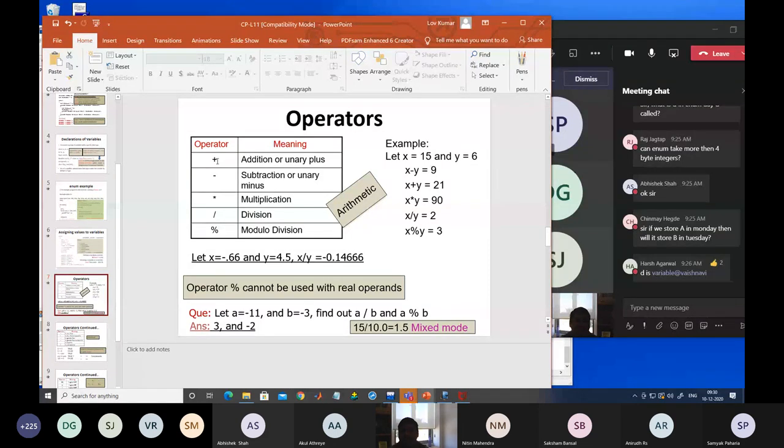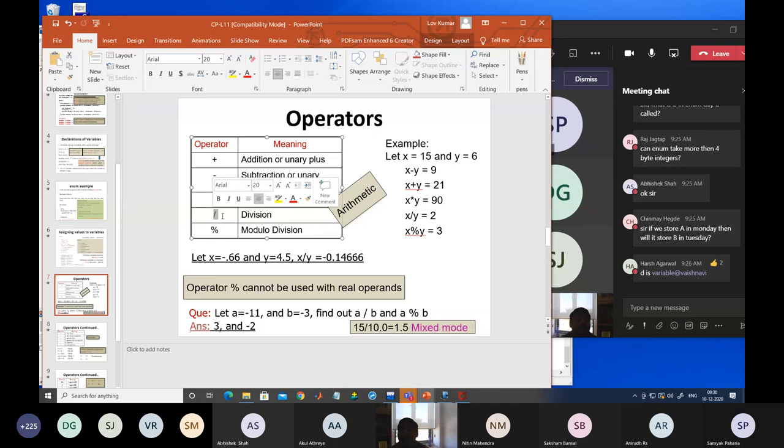So first we already know the basic types of operators. Plus is basically used to find the addition of numbers: x plus y. If x equal to 15, y equal to 6, what is the value of x plus y? x plus y equal to 15 plus 6, you will get 21. Same like that, minus: what is the value of x minus y? 15 minus 6, that is 9. Into means multiplication, 15 into 6, you get 90.